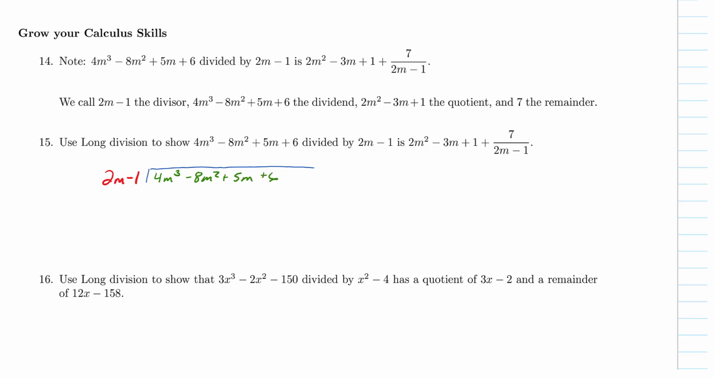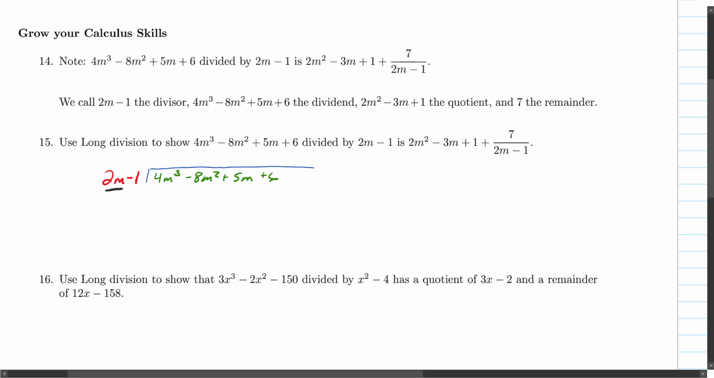So the way that this works is this way, and so always make sure you're asking yourself this question. What do I need to multiply 2m by to make it look like 4m cubed? The answer is 2m squared.